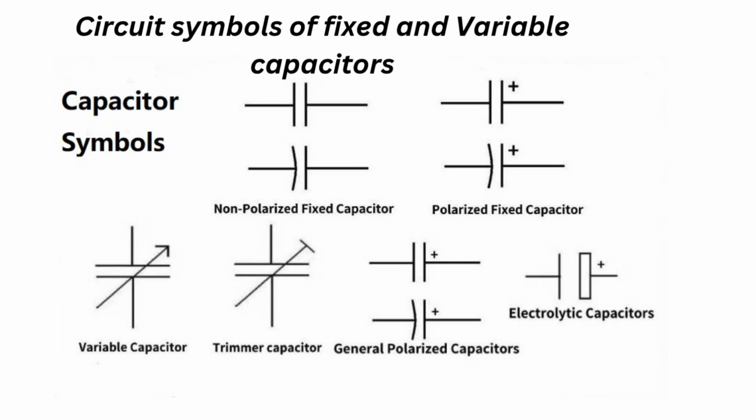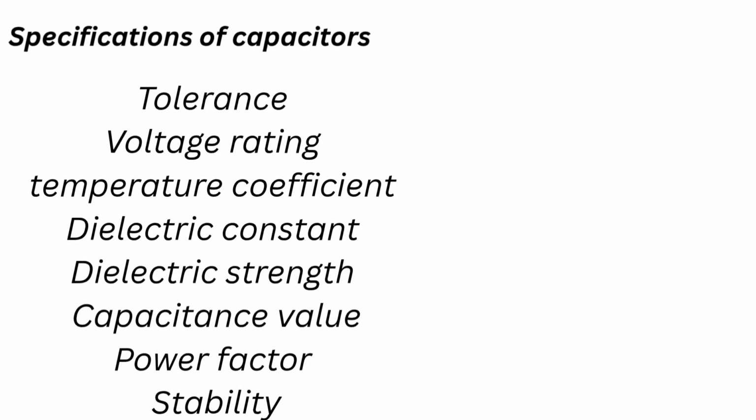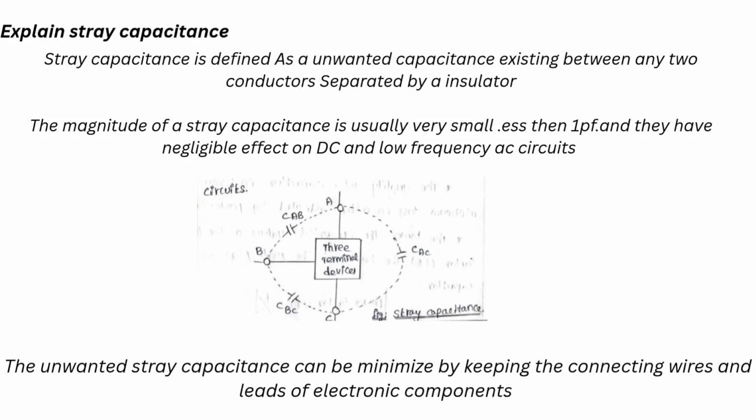Our next topic is circuit symbols of fixed and variable capacitors. Here there are the different types of capacitor circuit symbols, and we can observe them very clearly. The specifications of the capacitor are tolerance, voltage rating, temperature coefficient, dielectric constant and dielectric strength, capacitance value, power factor, and stability. These are the main specifications of capacitors.